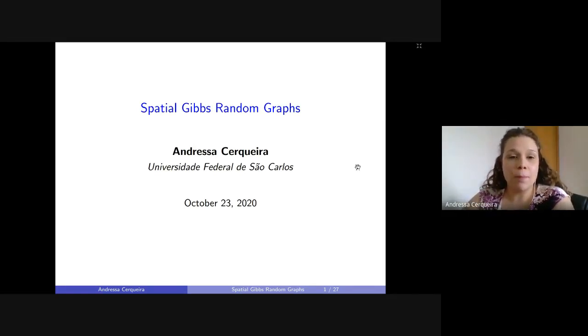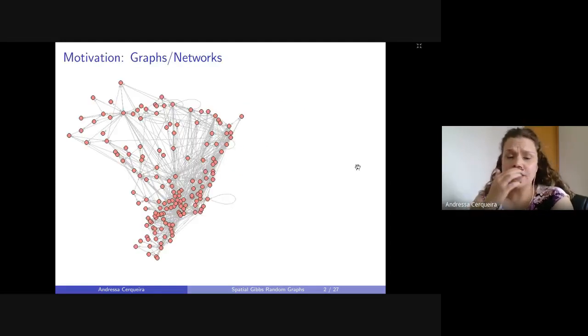So today I'm going to talk about spatial Gibbs random graphs. First, I would like to give some motivation for why we are interested in studying this kind of random graph. Here we have an example of a graph. I don't know if you can recognize it, but here we have the shape of the Brazilian map. The red dots represent the airports in Brazil, and the gray lines represent the connections, the flights between these airports. So we can represent real data.